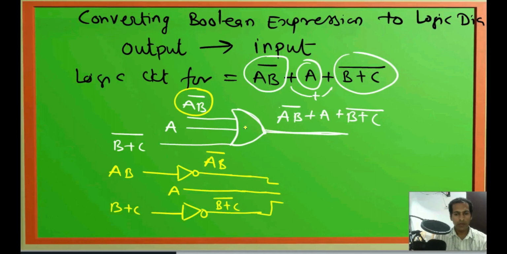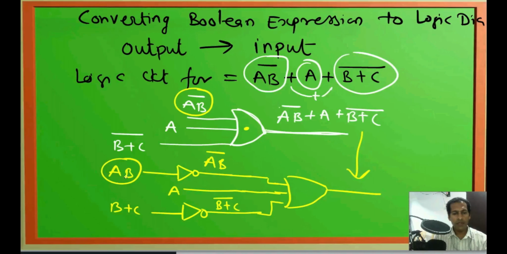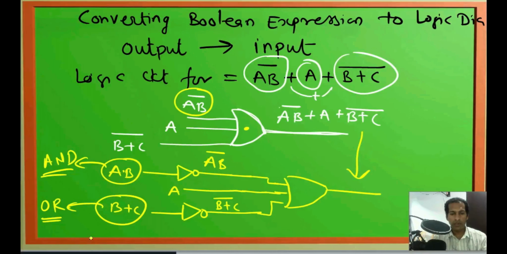are coming to this gate and giving us this output. Now this AB is coming from some AND gate because it is multiplication, and this B plus C is coming from some OR gate. So we have to connect one AND gate here, and here we have to connect one OR gate. So let us redraw it.